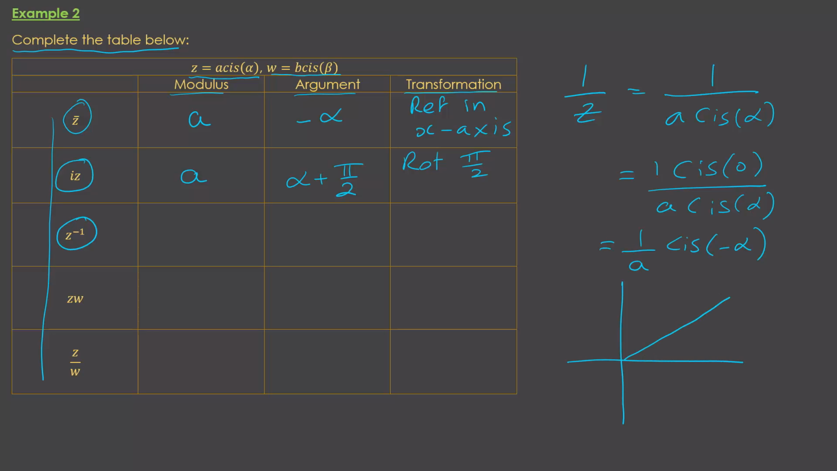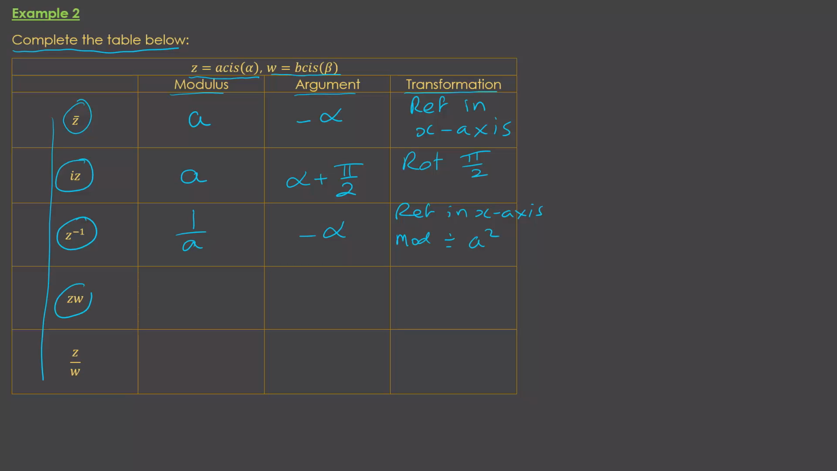So if the original is here, then the new one is going to be here. We know the modulus is going to be 1 over A. The argument is going to be negative alpha. It's going to be reflected in the x-axis, but also the modulus is divided by A squared. Remember, it was A originally, dividing that by A squared would give us 1 over A.